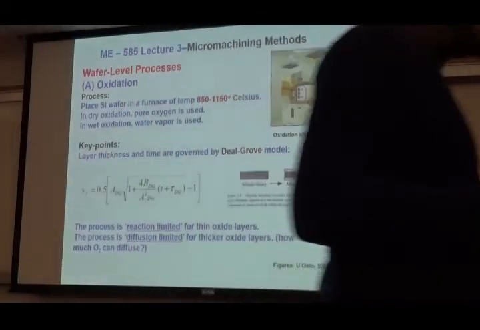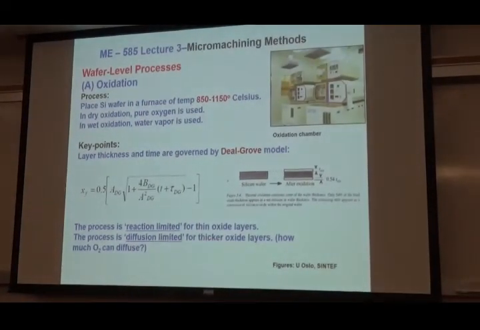Then we have two types of oxidation. One is dry oxidation, where I just use what kind of gas? Anybody? Oxygen. In wet oxidation, however, I use water vapor. Okay? So, how about pressure? So finally, I'm going to have a table where I'm going to summarize each of these processes, and we're going to talk about the main conditions, which one is temperature, the other one is pressure. So, in terms of temperature, 850 to 1150, how about pressure? Any guess?